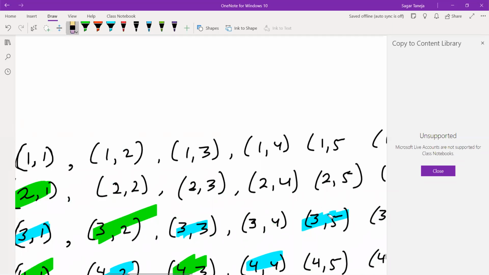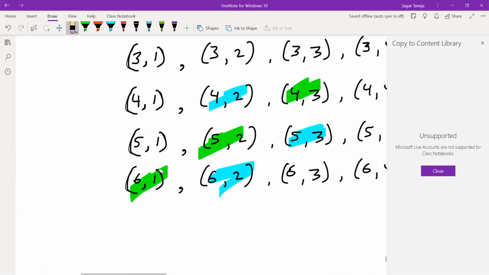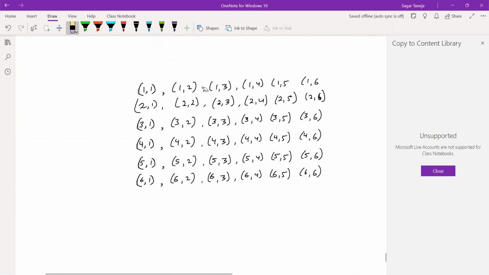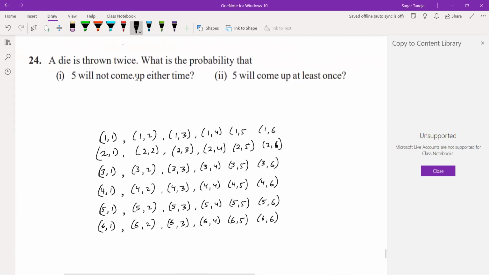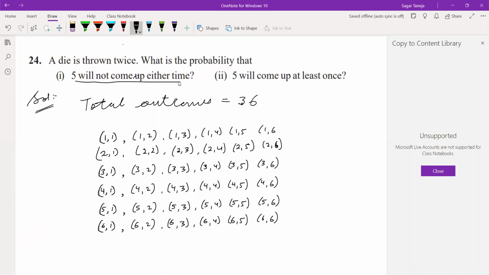Just wait, let me clear this color so that we can understand this question. Now note down this total outcomes. If we will throw die 2 times, are 36, and these are given below. 5 will not come up either time. 5 should not come in any of the throws. If we are throwing a die twice, then 5 should not come. So just see how many times 5 comes in this. 5, 5, 5, 5, 5.